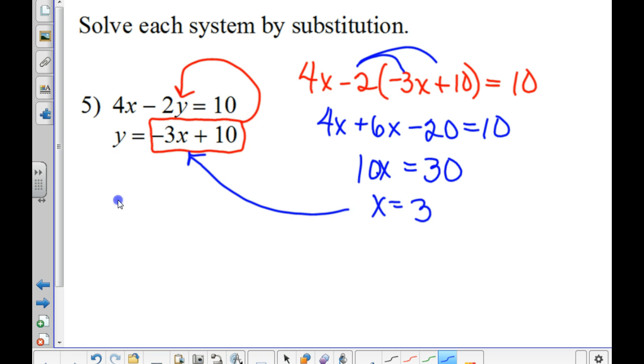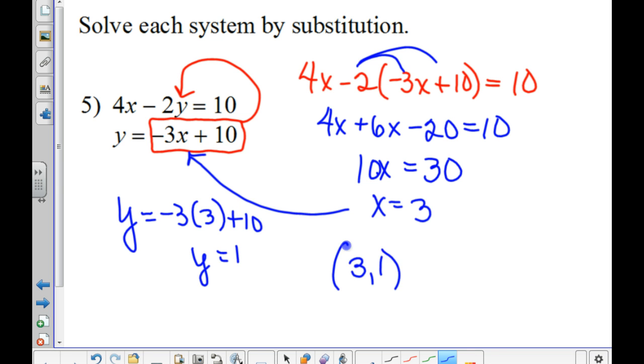Now if I plug it back in, I get y equals 1. So my ordered pair is 3, 1. If I check it in the top one, that gives me 12 minus 2 is 10. It seems like it's working in both. Everybody okay with substitution?